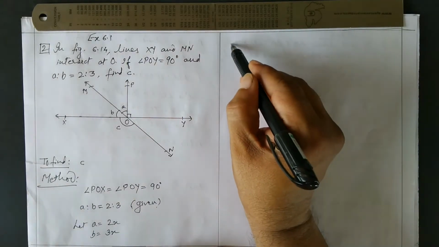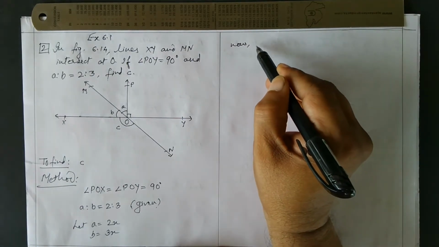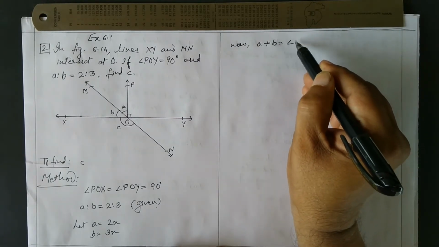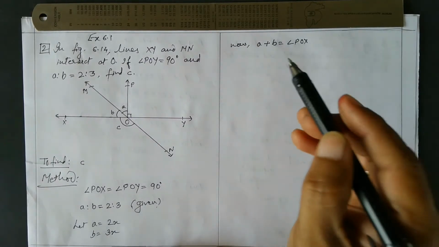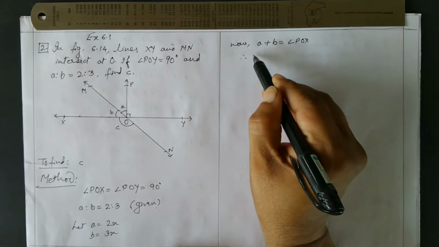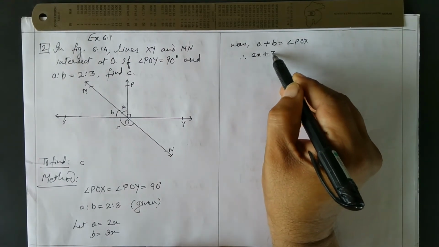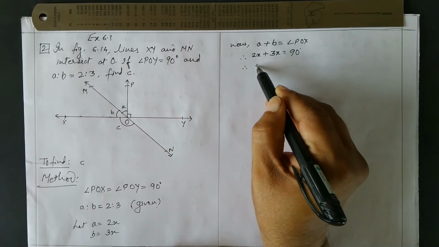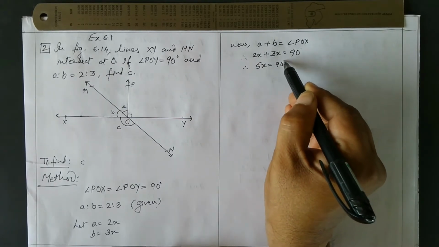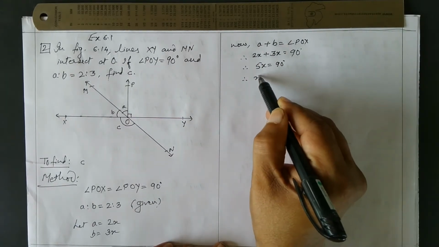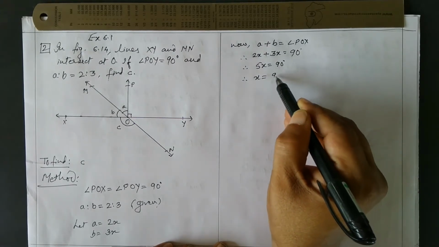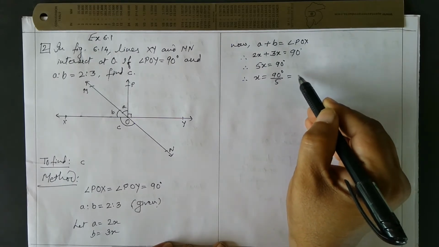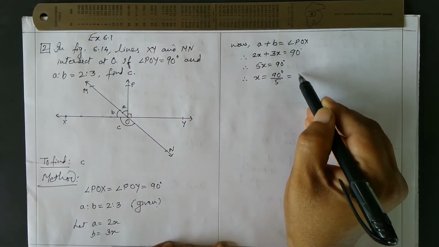Now A plus B is equal to angle POX, you can see. Therefore, A is 2x, B is 3x, and POX is 90. Therefore, 5x is equal to 90 degrees. Therefore, x is equal to 90 degrees divided by 5. So it is 18. The value of x is 18 degrees.